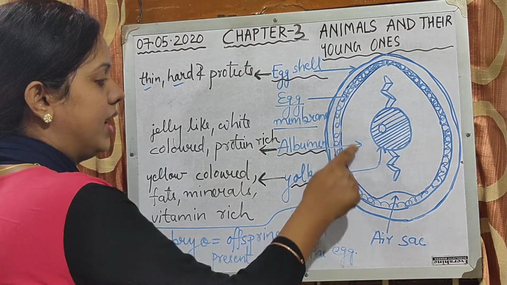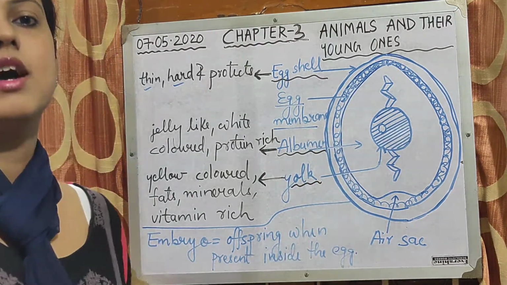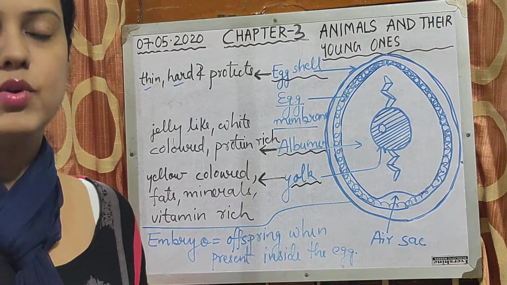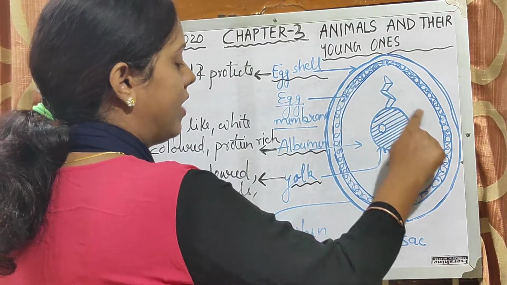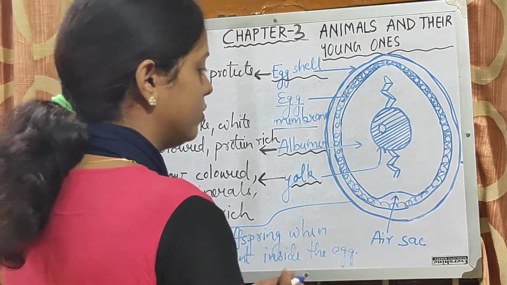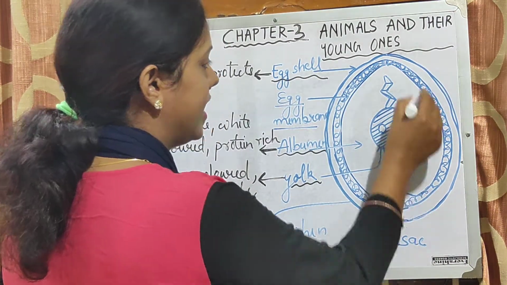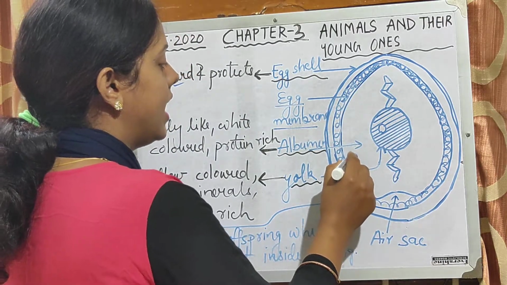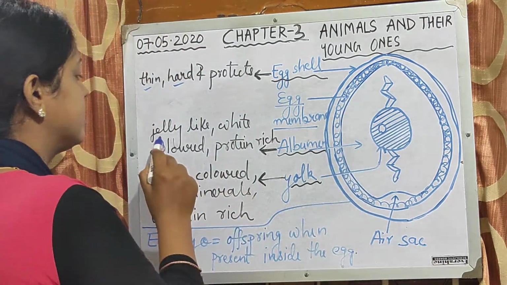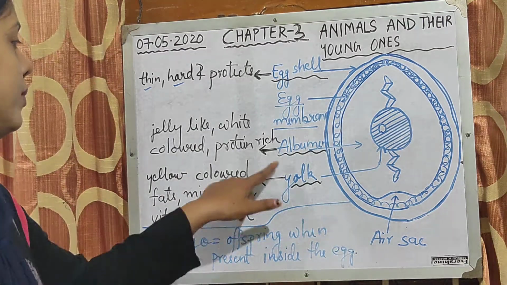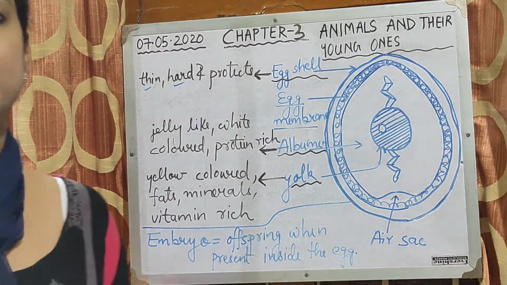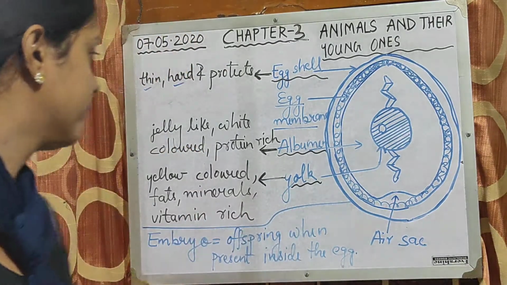Inside the egg membrane is present a white colored jelly like substance which we call albumin. ये जो portion है पूरा white, this portion which you are seeing, the white one, this is called albumin, and albumin is a jelly-like white-colored substance. Albumin is protein-rich. Albumin is rich in protein.